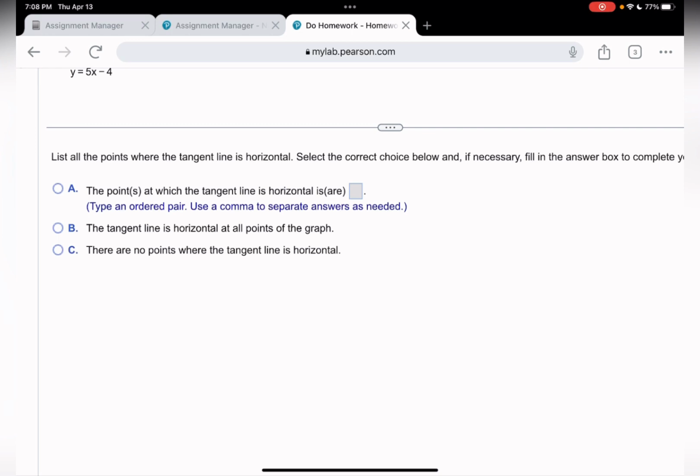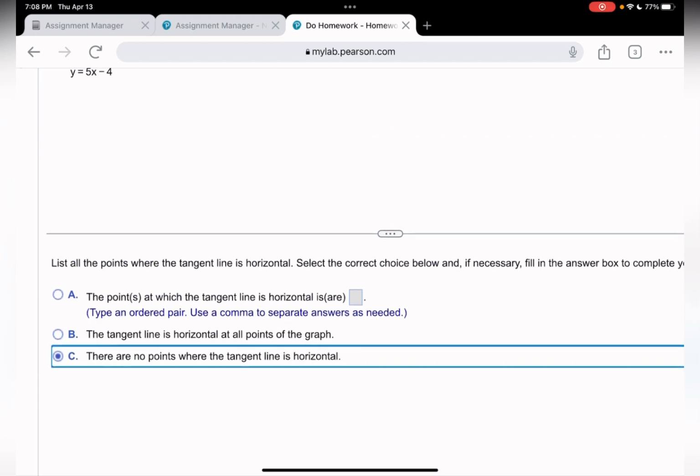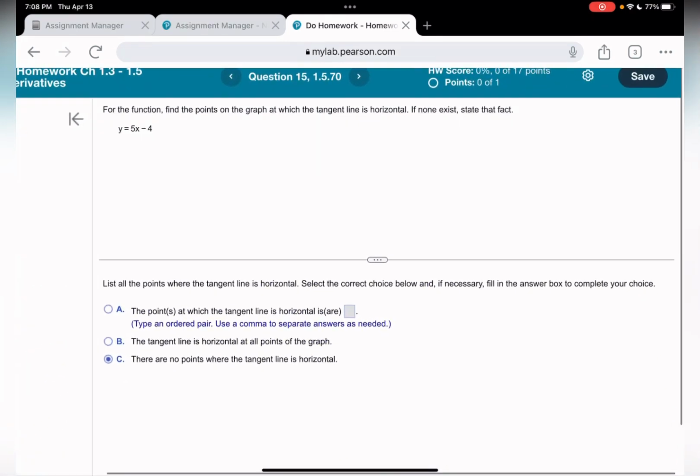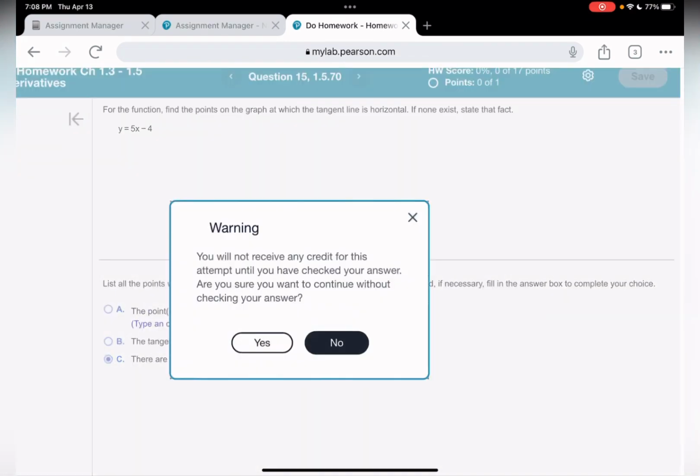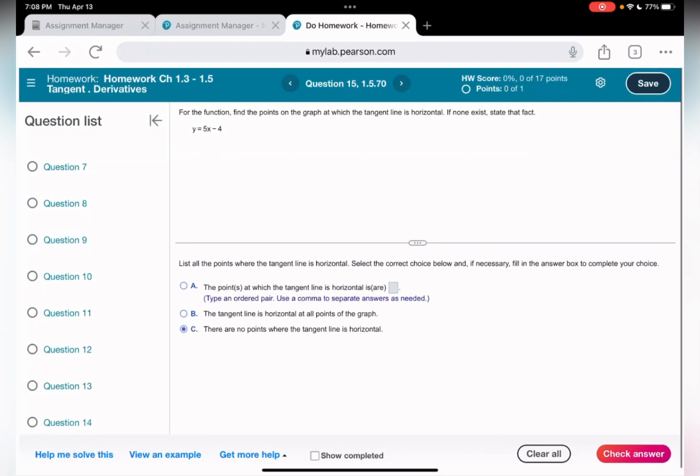All right. There are no points where the tangent line is horizontal. All right, question number 16. Oh, we have one more. Ah, we need to check, okay.